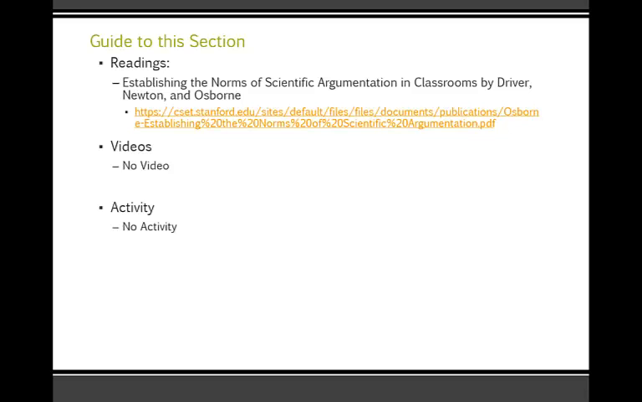So this section has no video, no activity, just an article to read called Establishing the Norms of Scientific Argumentation in Classrooms. And it's really designed for teachers to understand the norms of scientific writing. And we'll talk a lot about how that applies to students in the next section. But in this section, I want you to really think about, for a scientist, what are the norms? What does it mean to write in science?